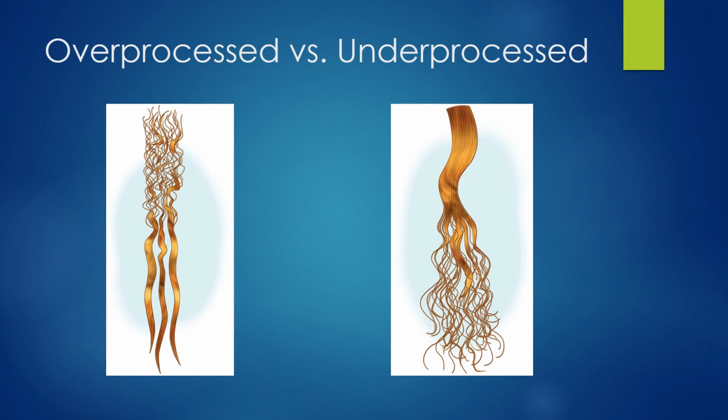Underprocessed hair: if too few disulfide bonds are broken, the hair will not be sufficiently softened and will not hold the desired curl. Hair at the scalp is usually not as curly as at the ends. More processing will make it curlier.